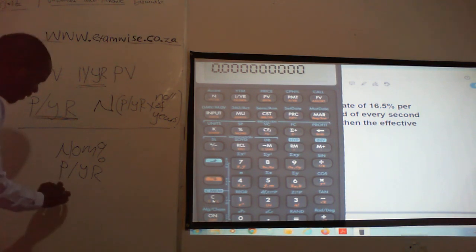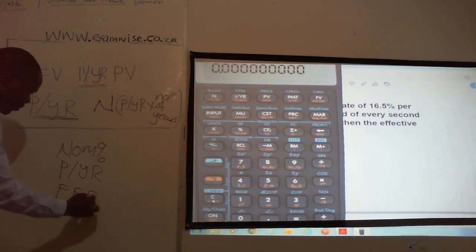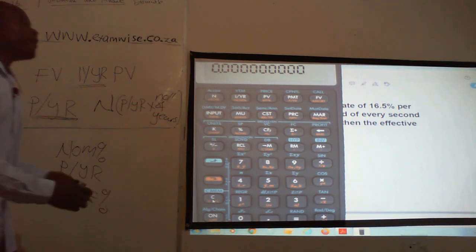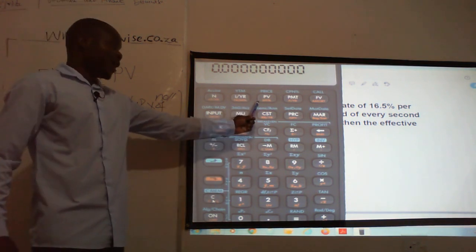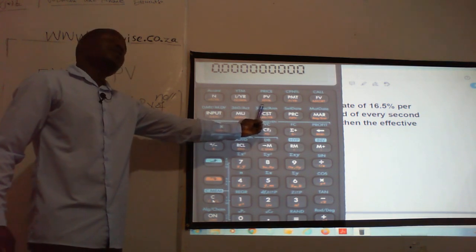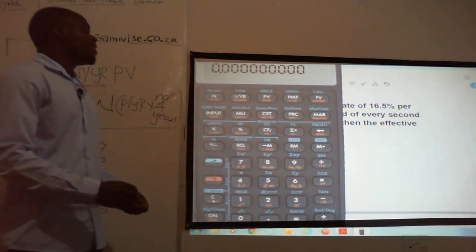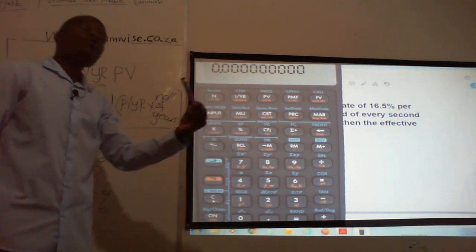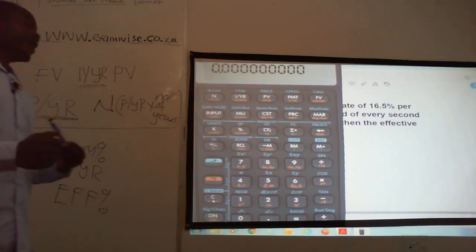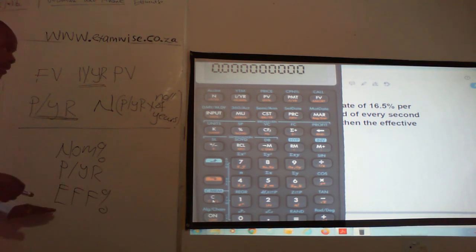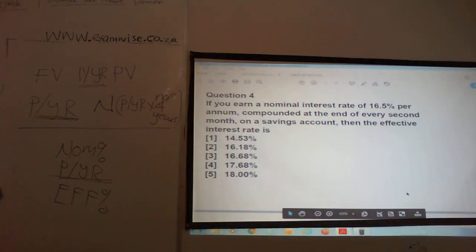Then our effective interest, which will be our third variable, EFF, is on the present value button, and it is also in orange. So to access it as well, we have to start by pressing the down arrow. So it means we need these two variables to calculate our effective interest. So let us now go to our question and see how we enter the given variables.